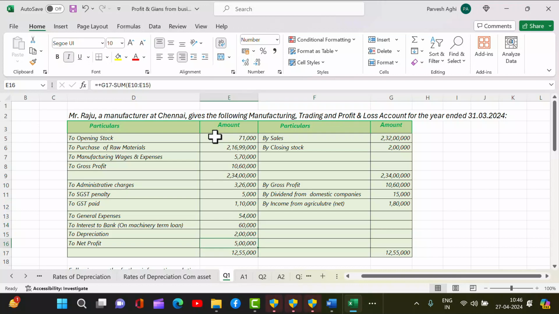So this is coming here, 5 lakh. This is the net profit, so I'm just making it bold. Remember that this is the starting point: net profit as per the profit and loss account. So you have to start from here. Now this I have linked.